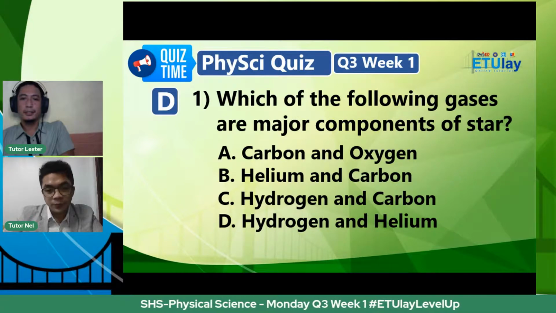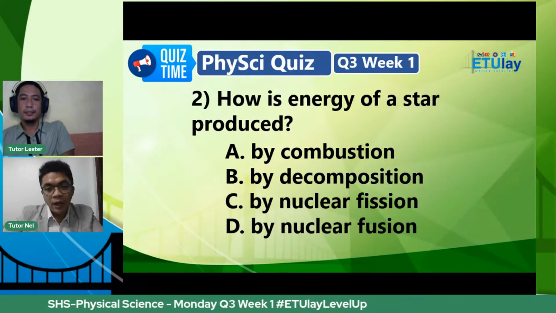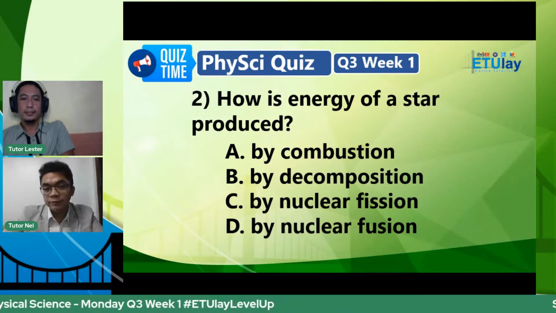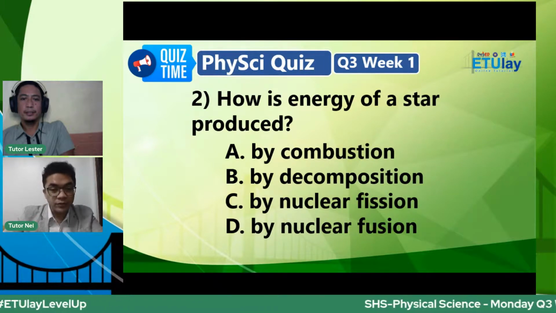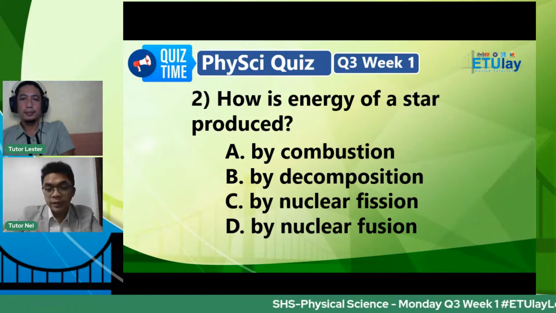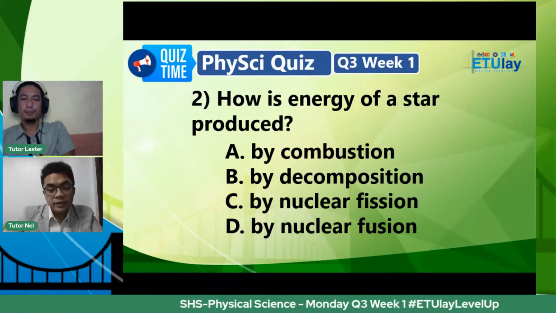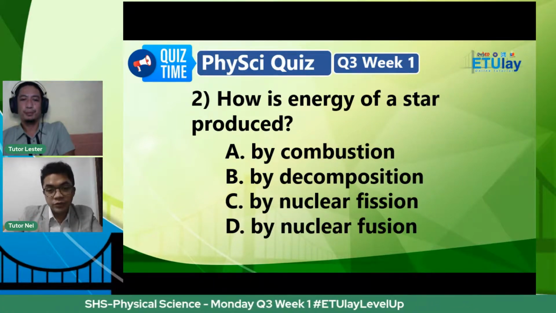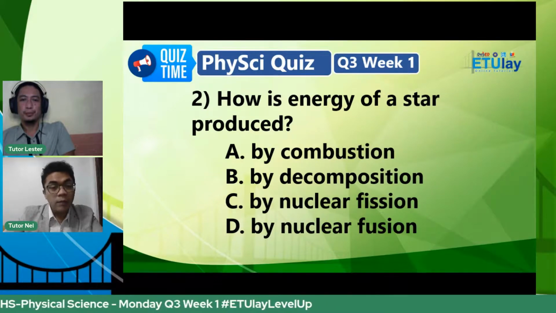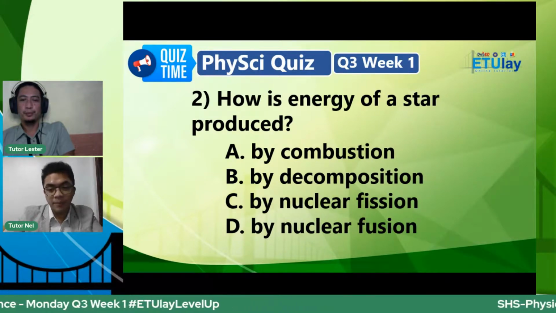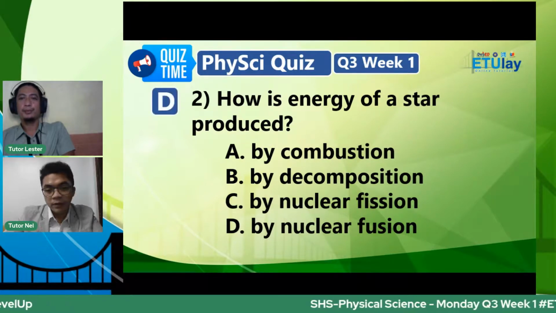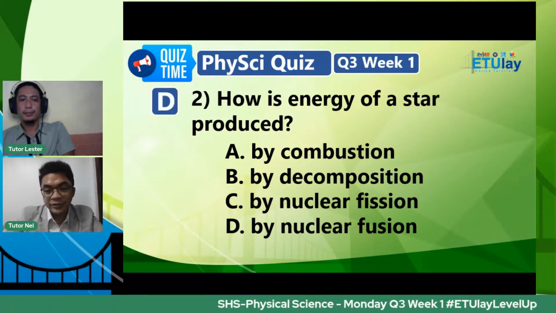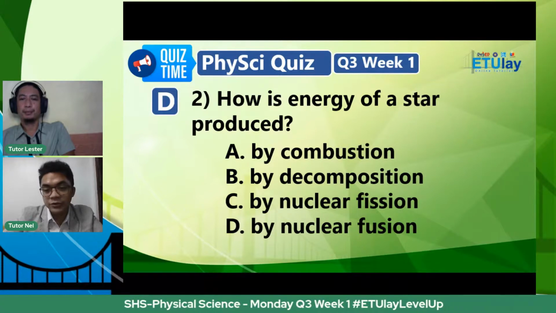Question number 2. How is energy of a star produced? A, by combustion. B, by decomposition. C, by nuclear fission. Letter D, by nuclear fusion. The correct answer is letter D, by nuclear fusion.